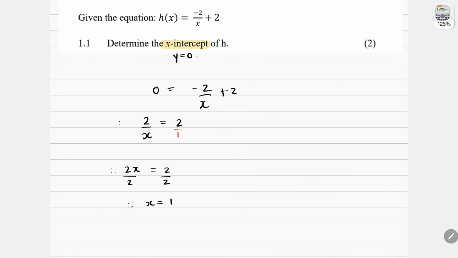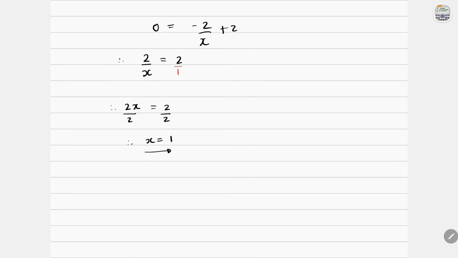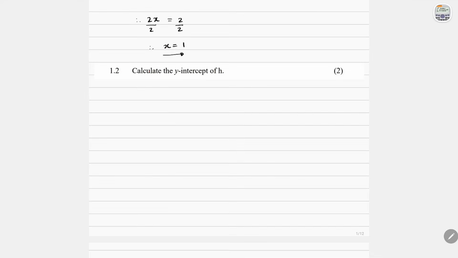Okay, they asked for the x-intercept of h. They didn't really say as a coordinate, so you can leave it like this. But as a coordinate, it would be 1 and the y value is 0, remember. Okay, so like that or as a coordinate is fine. Moving on to the next question.